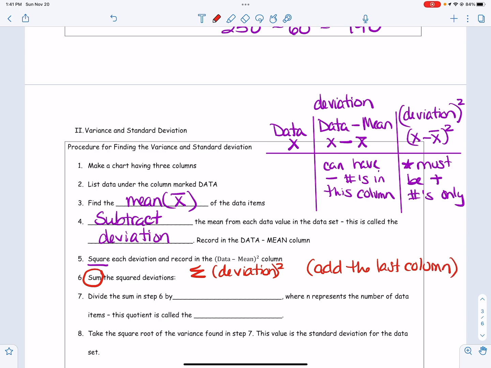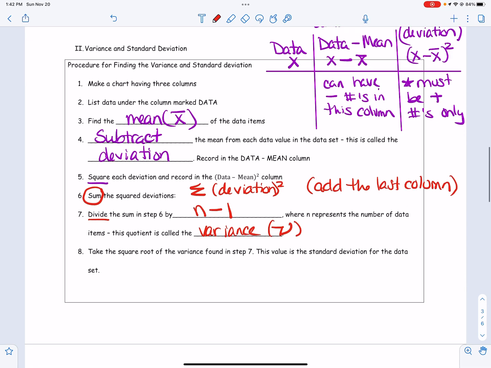You're going to get that number in step 6, and you're going to divide that sum by the number of data points that you have minus 1. So if you have 6 data points, you will divide by 5. If you have 8 data points, you will divide by 7. And this quotient right here is what we call the variance. And that's represented by, it looks like a cursive V.